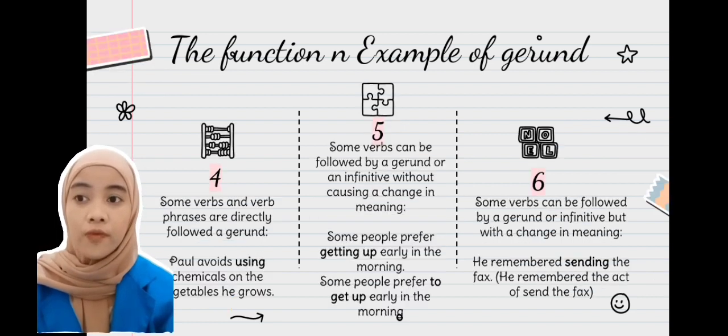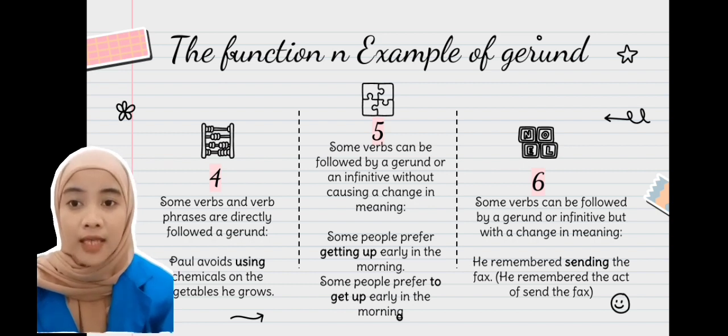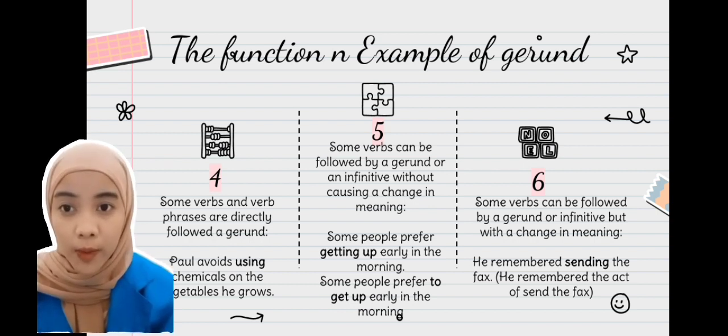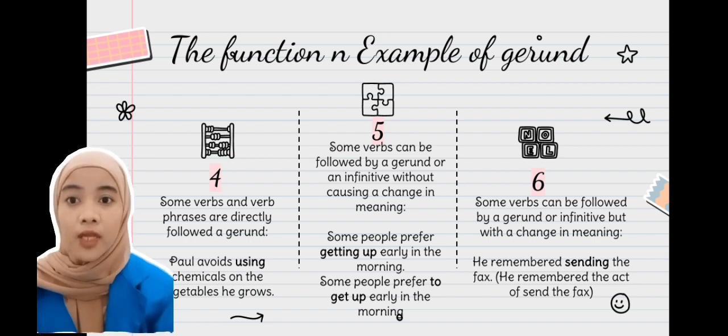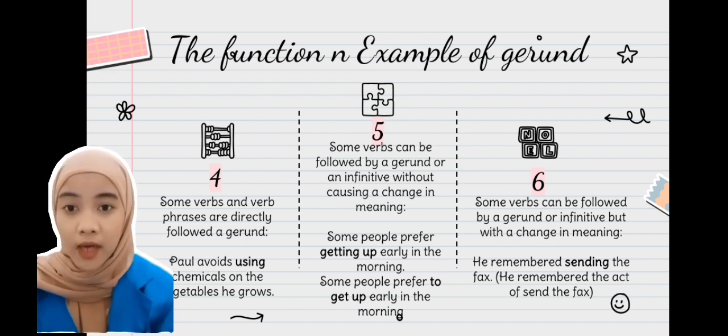Fourth, some verbs and verb phrases are directly followed by a gerund. Example: Paul avoids using chemicals on the vegetables he grows. Fifth, some verbs can be followed by a gerund or an infinitive without causing a change in meaning. Example: some people prefer getting up early in the morning, and some people prefer to get up early in the morning. And last, sixth, some verbs can be followed by a gerund or infinitive with a change in meaning. Example: he remembered sending the fax.